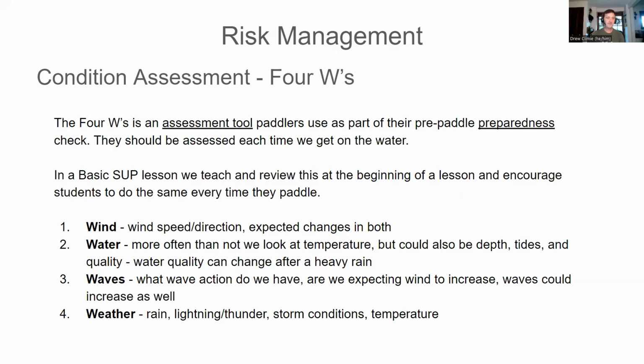coli. Waves: what wave action do we have? What are we expecting? When are we expecting wind to increase? Waves could also increase. Weather: rain, lightning, thunder, storm conditions, temperature. Lightning and thunder on the coast isn't as big a deal in Vancouver, an area where we don't get a lot of thunderstorms or lightning storms. As soon as you get more interior, and in every other province pretty much, it's a much higher likelihood.